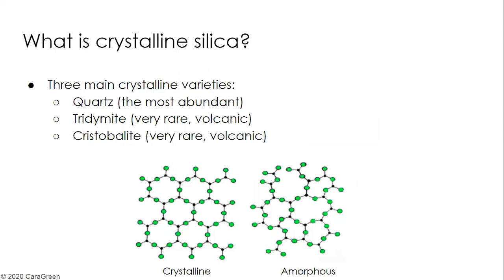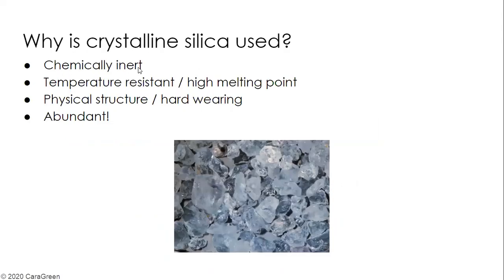So what's crystalline silica? Silica, as we said, has two parts. There's crystalline and amorphous. And crystalline silica is the one that we're really going to dive into today. Quartz is the most abundant type of crystalline silica, and there's two types that are made from volcanic rock. And those are tridymite and cristobalite. Quartz is the one that we're going to be talking about today and the one that you are all likely the most familiar with.